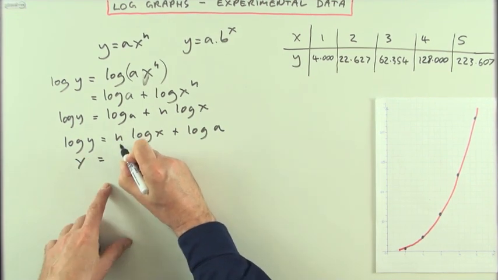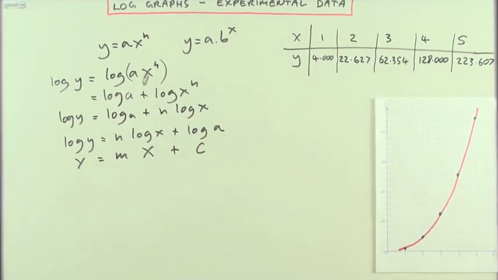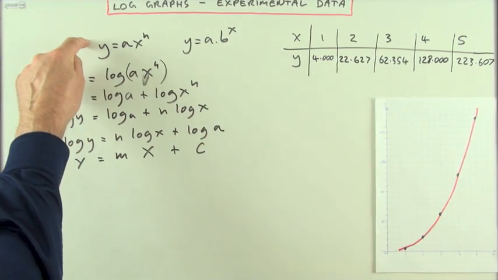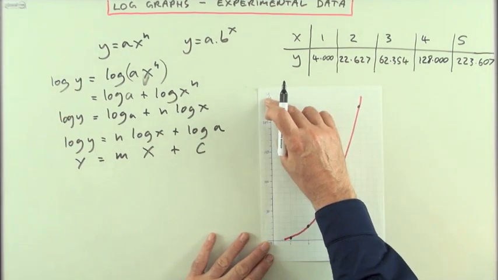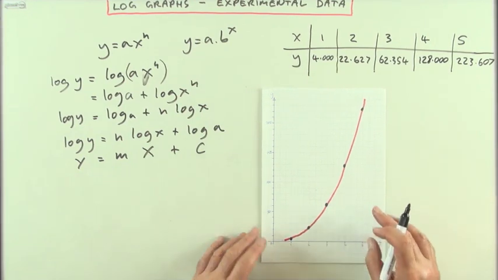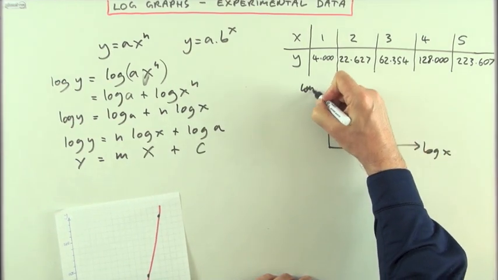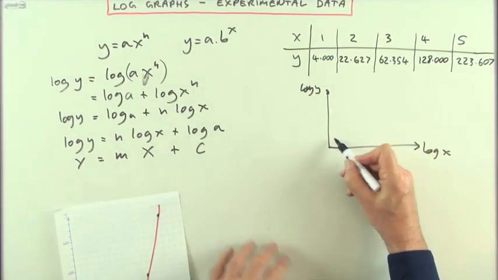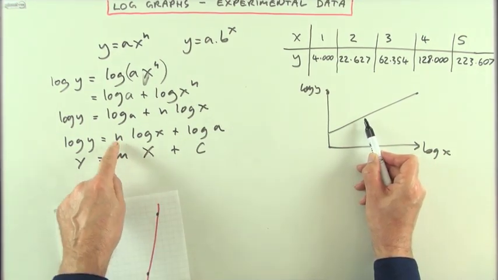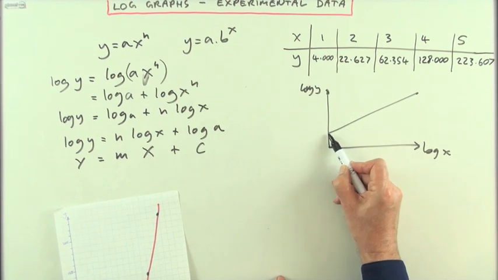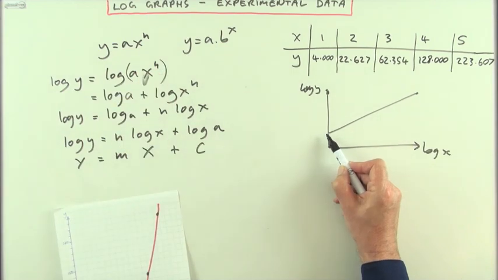That's like the y coordinate, the gradient, the x coordinate, and some fixed number, the intercept. In other words, if that was the connection, and I was to plot, instead of x against y, the log of x against the log of y, I should end up with a straight line, and the gradient of that straight line should be the power that's involved, and the intercept, if you know it, would give you the value of the multiple.